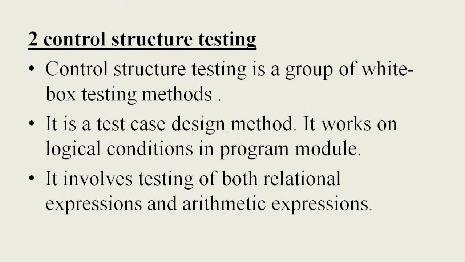Okay, and the second stage of unit testing. The first stage is basic path testing, and the second stage of unit testing is control structure testing. So what is meant by control structure testing? Control structure testing is a group of white box testing methods, because it is one of the stages of unit testing, and unit testing is white box testing. It is a test case design method.